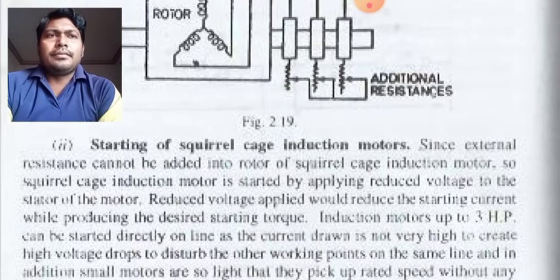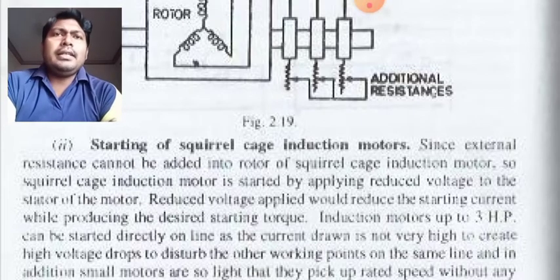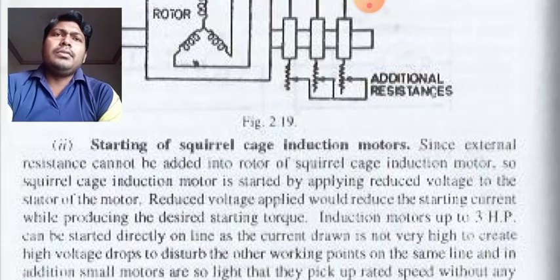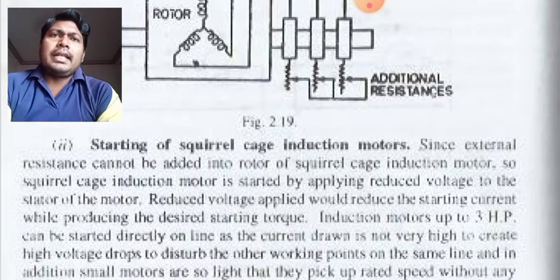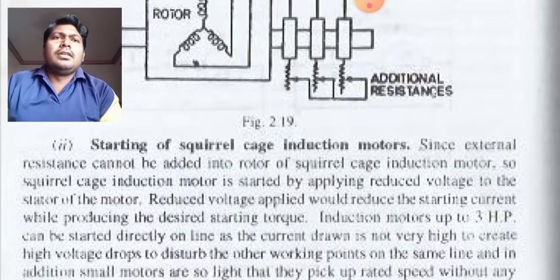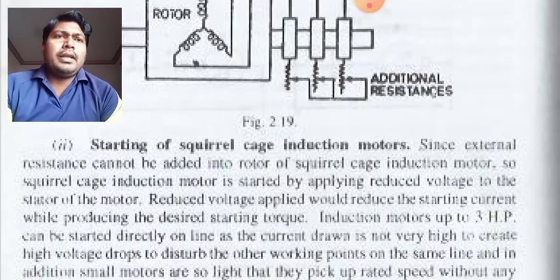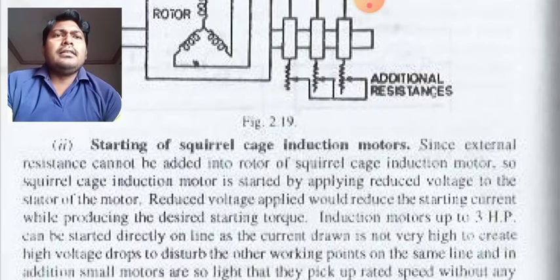You can check it. So a squirrel cage induction motor is started by applying reduced voltage to the stator of the motor. By applying reduced voltage, we can also limit the current, and the percentage of reduction of voltage will be directly reflected in the value of current. So if you reduce the voltage by 50%, you will find the current is also reduced by 50%. So reduced voltage applied would reduce the starting current while producing the desired starting torque.